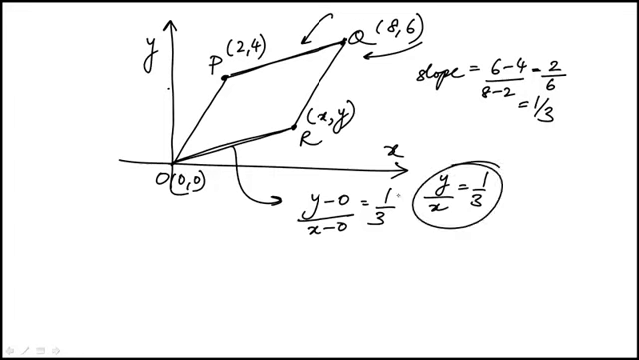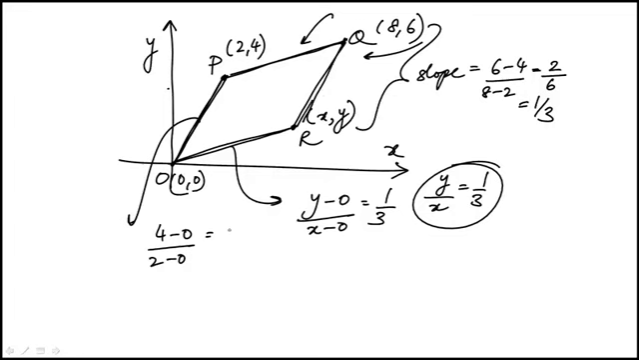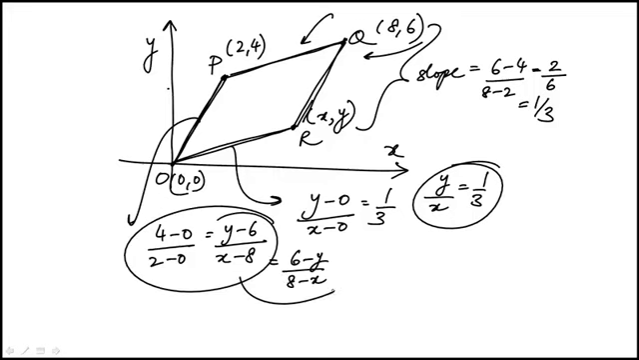So that's one relationship. The other relationship I have is that the slope of OP, which is (4 minus 0) over (2 minus 0), is equal to the slope of line QR, which is going to be (y minus 6) over (x minus 8). When I compute the slope, it doesn't matter the order. I could write it as (y minus 6) over (x minus 8), or (6 minus y) over (8 minus x). They're equivalent. So this simplifies to (y minus 6) over (x minus 8) is 2, or y minus 6 is 2 times (x minus 8).